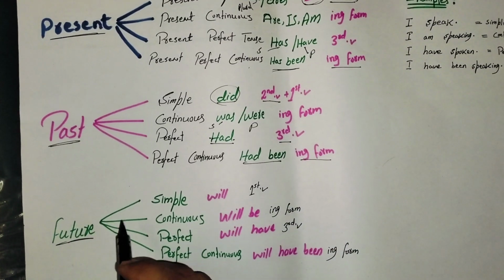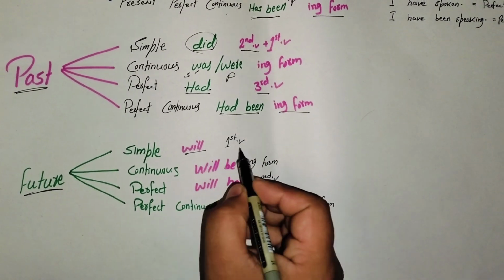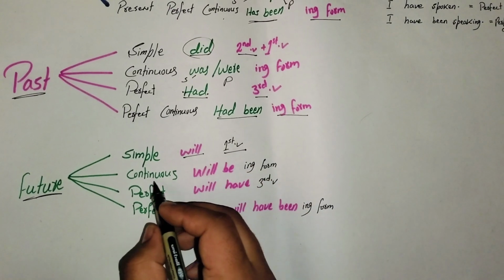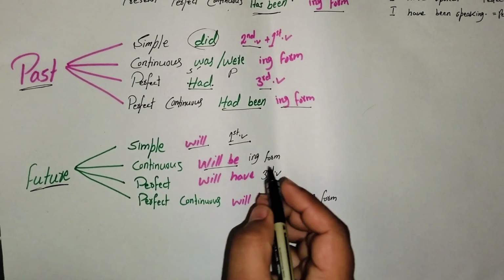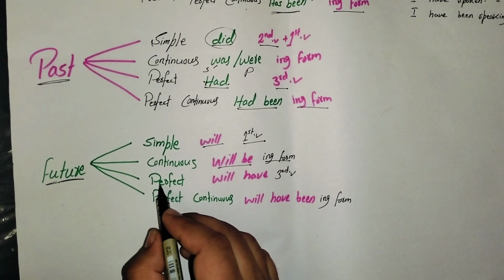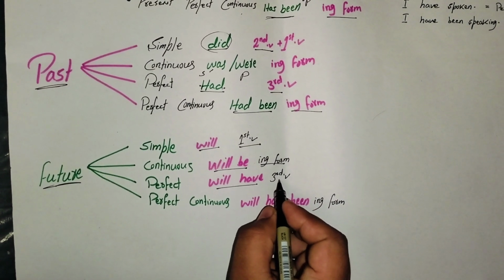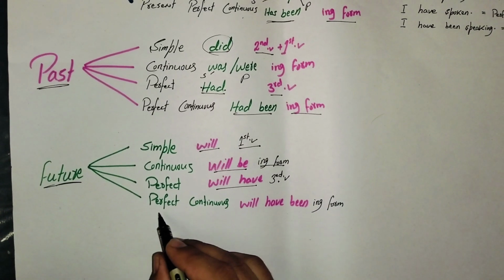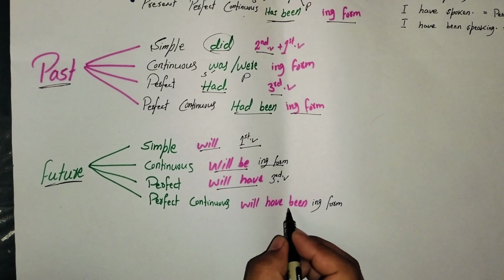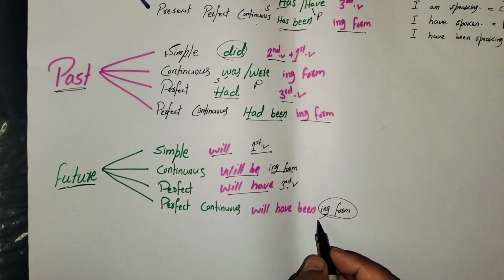Then future simple: in future simple we use will as a helping verb and then the first form of the verb. In future continuous we have will be as a helping verb, with the ing form of the verb. In future perfect we use will have as a helping verb and the third form of the verb to perform the action. In future perfect continuous we have will have been and shall have been, while using the verb in the ing form.